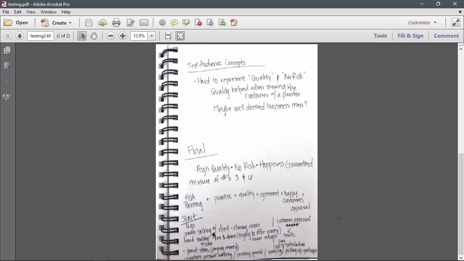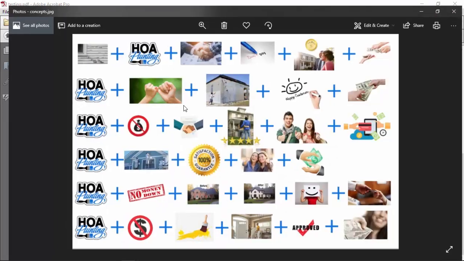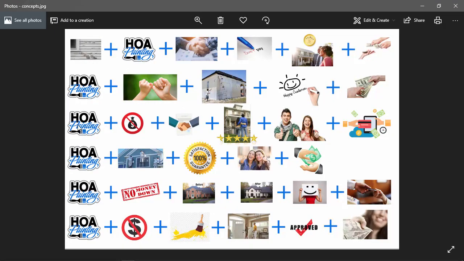So there are several pages or 2 pages to this. And basically, she is trying to derive a final idea. High quality, no risk, happiness, guaranteed, which is a mixture of numbers 3 and 6. Going back over here, a mixture of number 3, this line, and number 6, this line. So she's going to then recreate a visual image from these two and start her storyboard.